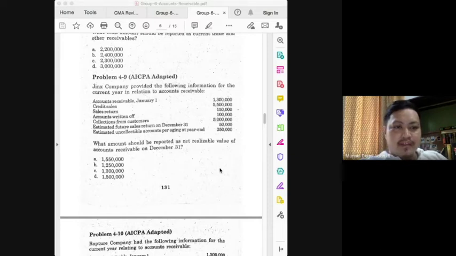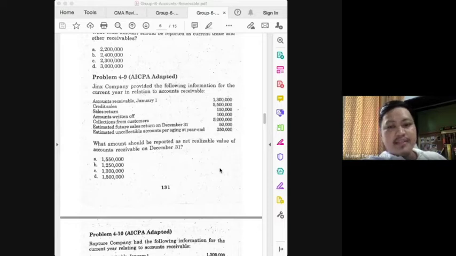But the problem here, class, is that we are asked for the NRV of our accounts receivable as of December 31, and we are not given the ending balance, the balance of our gross receivables as of December 31. Supposedly the solution is very simple, class: gross receivables minus allowances. But the December 31 balance for our gross receivables is not given. So we will have to determine the December 31 balance first, because what is given in the problem is only your January 1 balance.